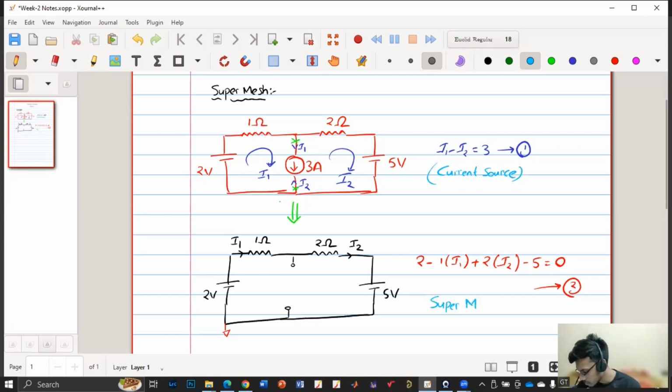Supermesh is the mesh that is left when you have removed the current source that is being shared among two meshes.